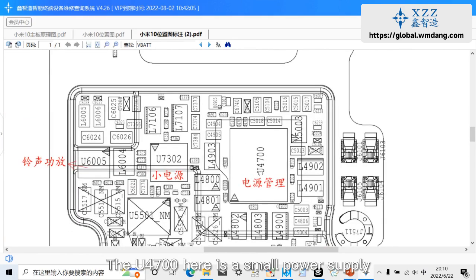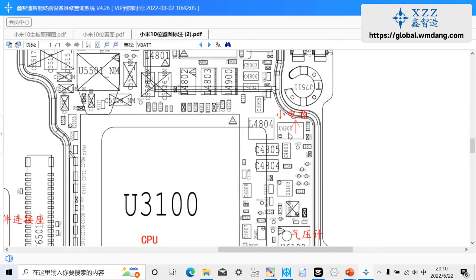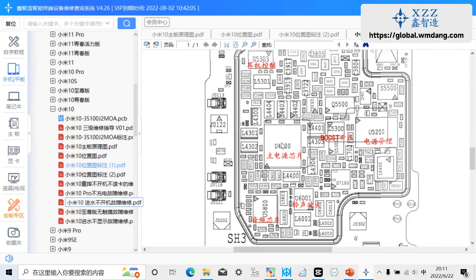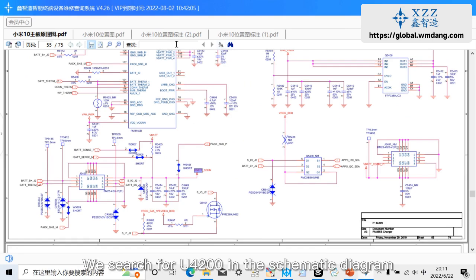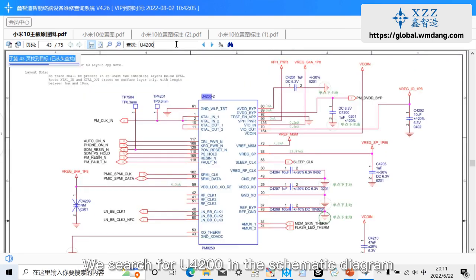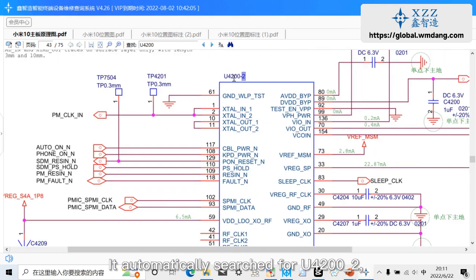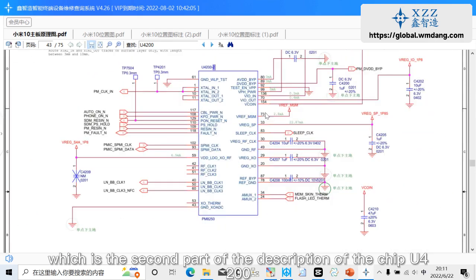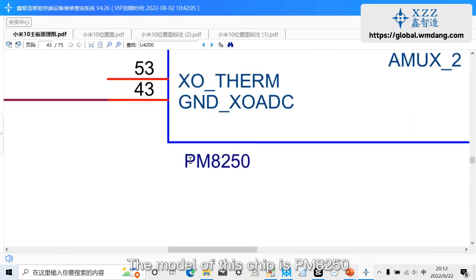The EU4700 here is the small power supply. The EU4200 here is the main power supply. We search for EU4200 in the schematic diagram. It automatically searches for EU4200-2, which is the second part of the description of the chip EU4200. The model of this chip is PM8250.